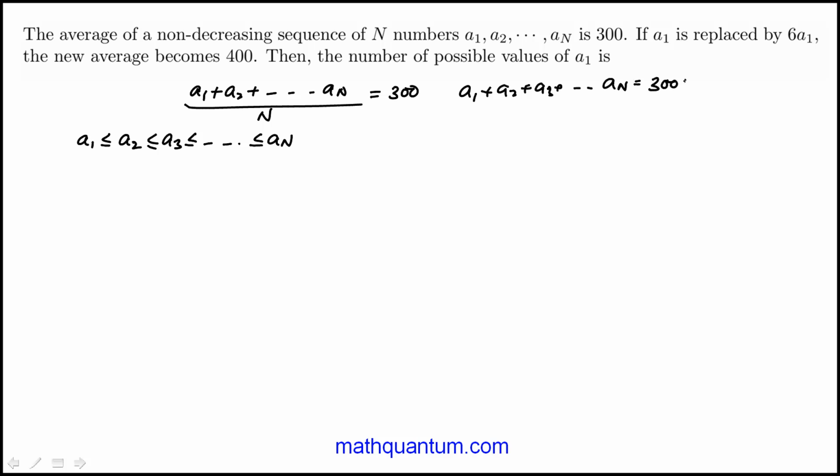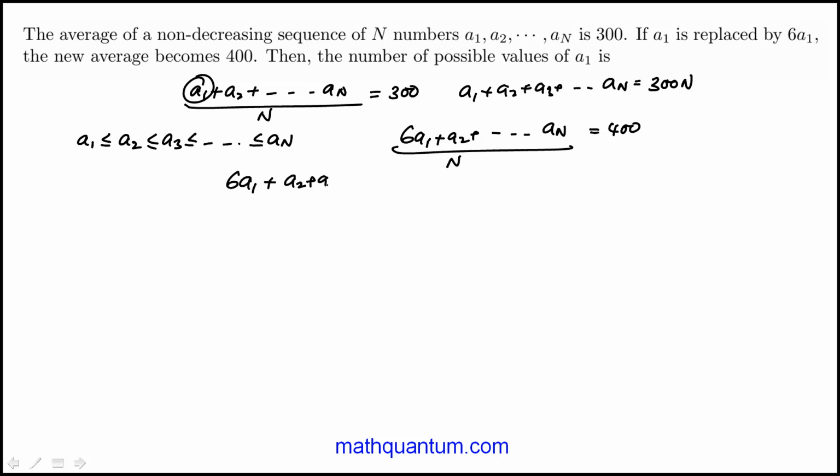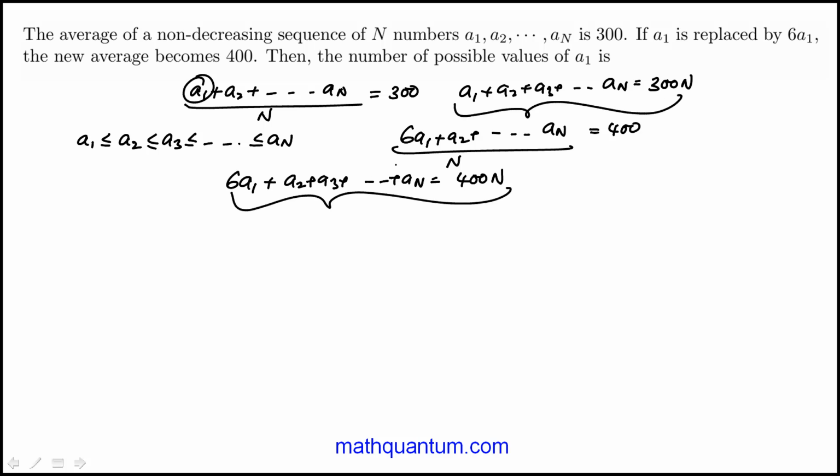is equal to 300n. Now if we replace A1 with 6A1, so we have the same equation divided by n is 400. So we get 6A1 plus A2 plus A3, up to AN is 400n. So I can subtract this equation from that, and this piece will drop out, and we'll get 5A1 is equal to 100n. So A1 is really 20n.